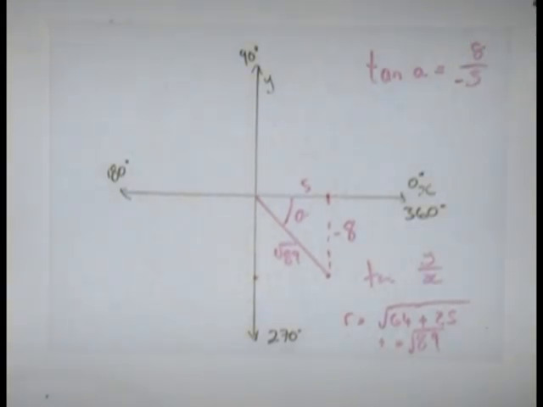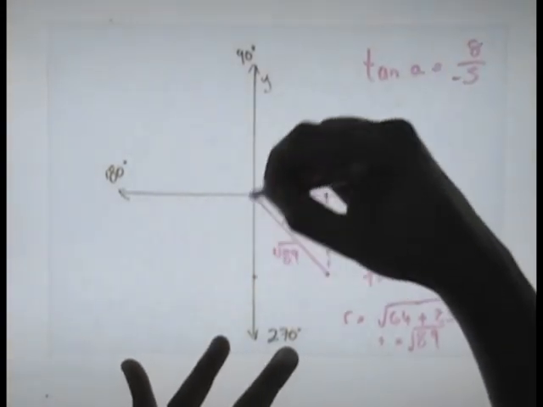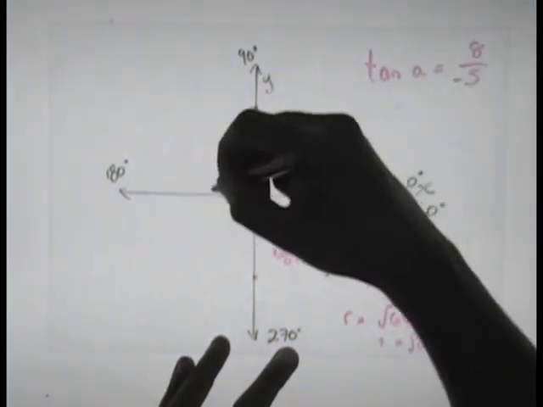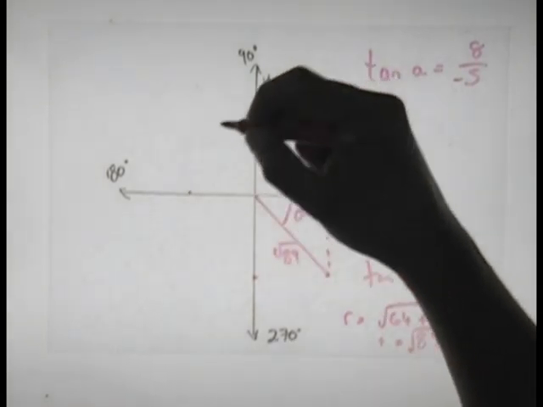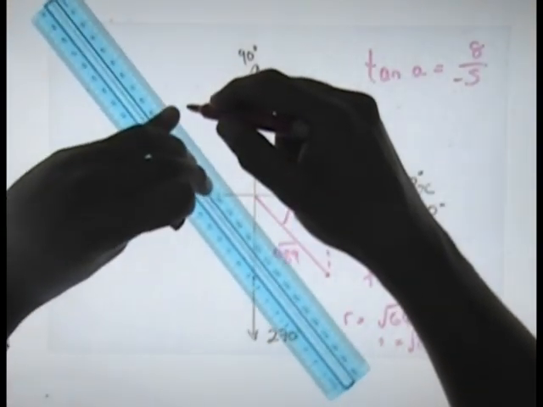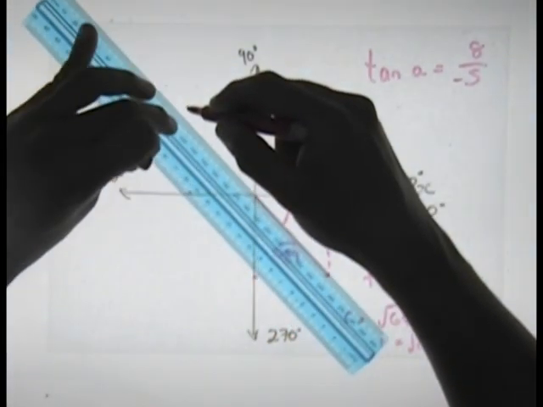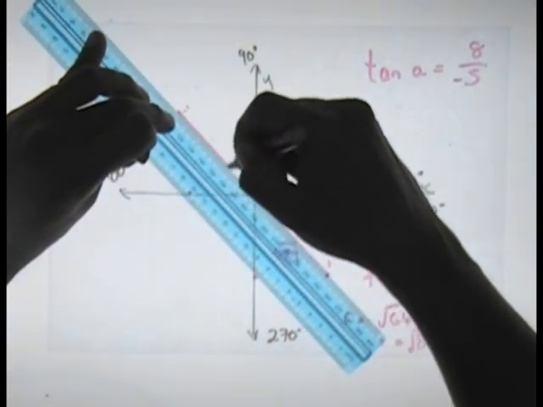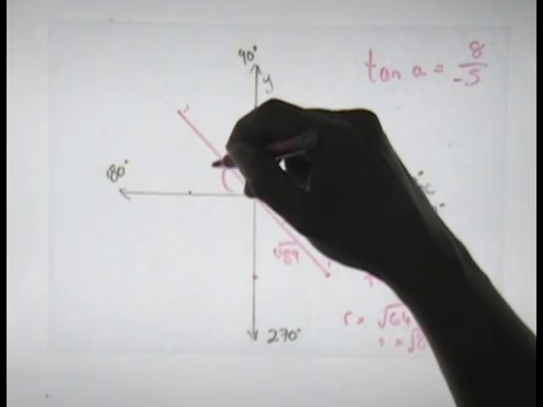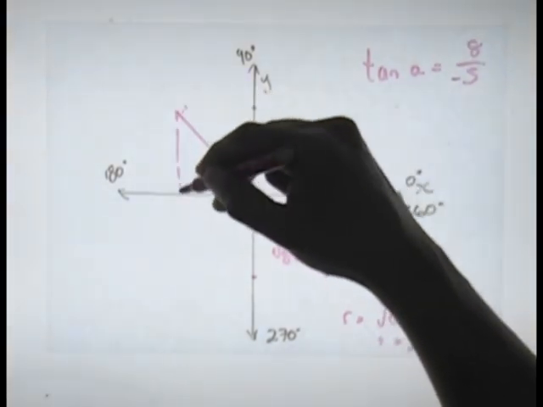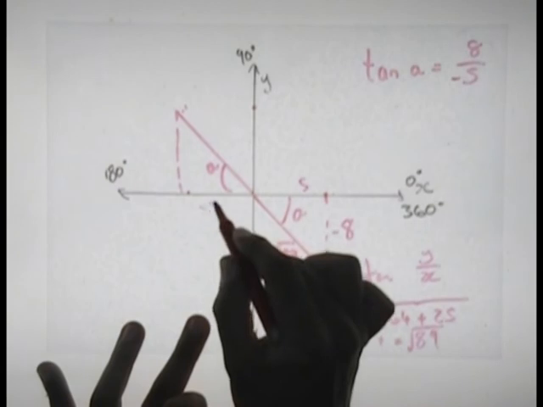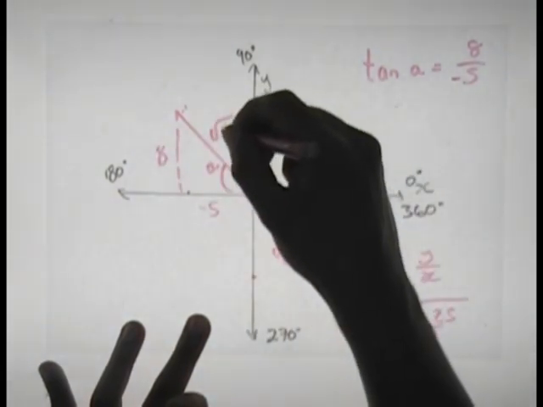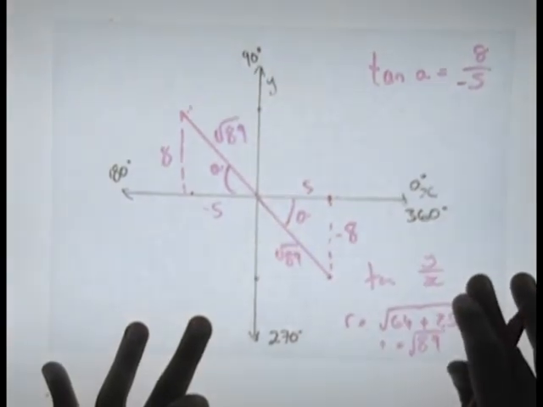Wouldn't that still be negative 8 over 5? So it could be y is equal to positive 8 and x is equal to negative 5, which would go somewhere over there, which means that my angle A would be over there with an x value of negative 5 and a y value of positive 8. Again, r would still equal root 89.